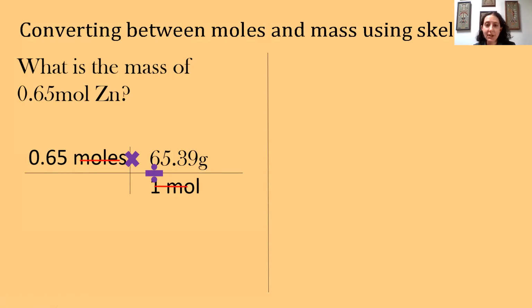And these moles cancel out. Units can cancel just like numbers can. We're left with grams, which is exactly what we were trying to solve for. And so now we can get our answer. If you plug this into your calculator, you will get 42.50 grams of zinc. Okay.